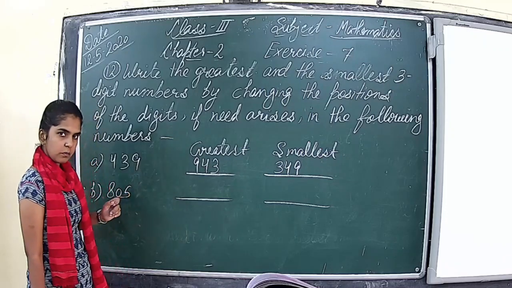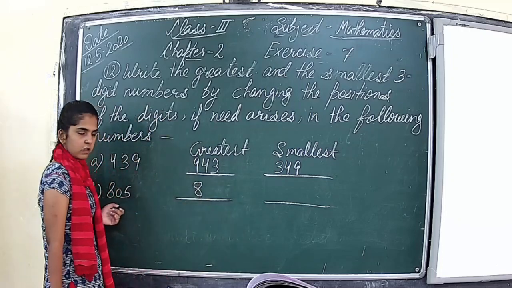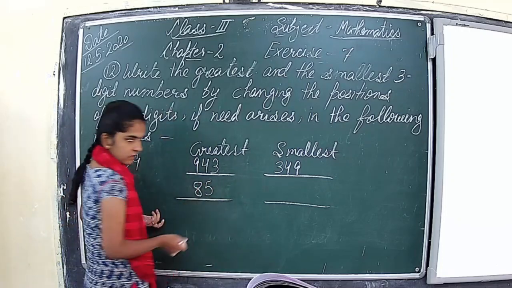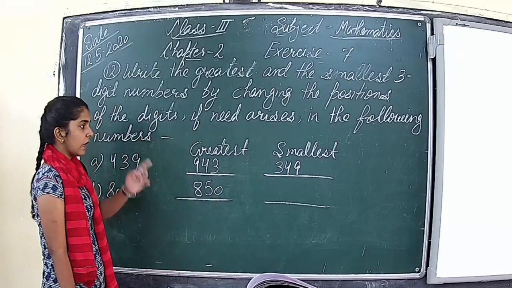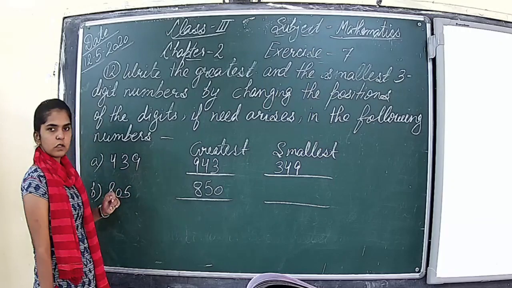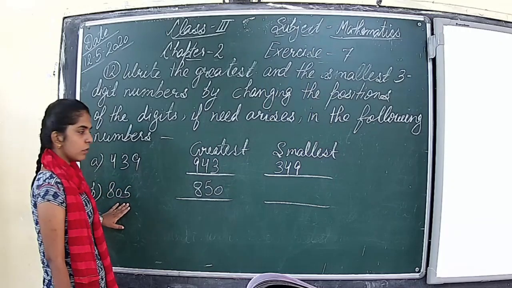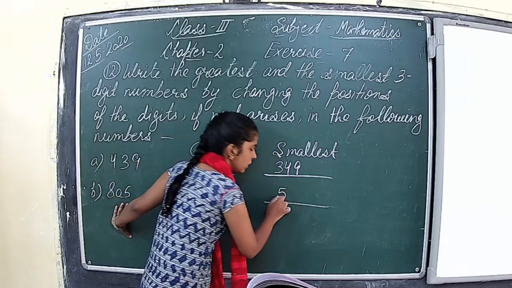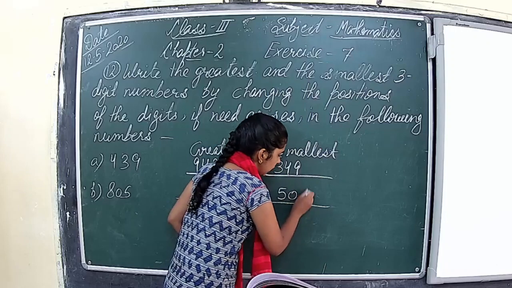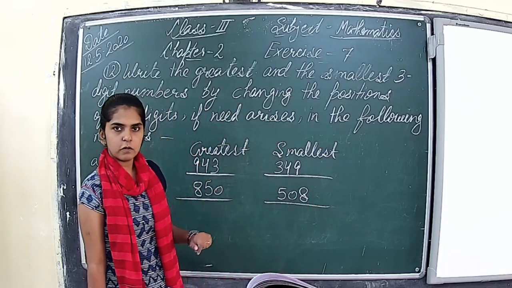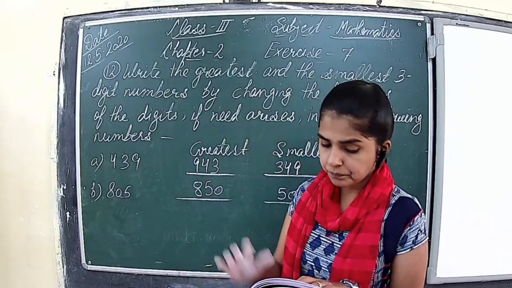805. Greatest number. For the greatest number, first there should be the greatest digit, then the next greatest digit and then the smallest digit, right? Now the smallest number. To form the smallest number, first there should be 5, right? Because we cannot start any number with 0. Then we will write 0 and then 8. This is the smallest number. So question number 12 is completed.